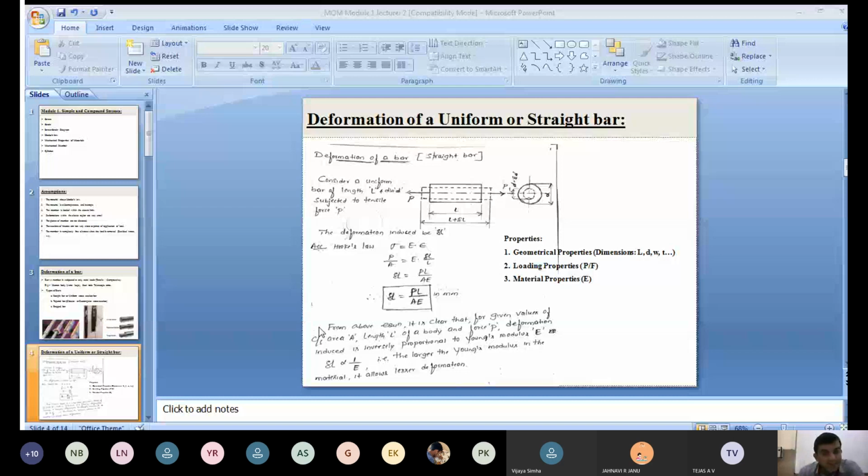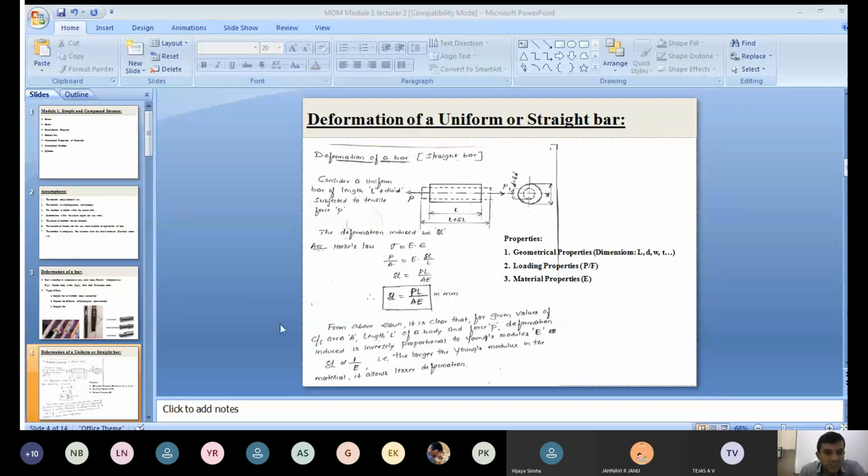Now deformation is directly proportional to load, which means if you increase the load, deformation also increases. Or if we increase the length of the body, the deformation also increases. What happens? The denominator terms are the area and Young's modulus. If you increase the area of the bar, what happens? The deformation decreases. Is it right? It's inversely proportional here.